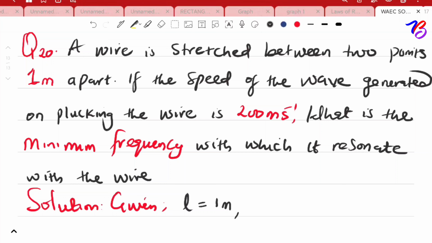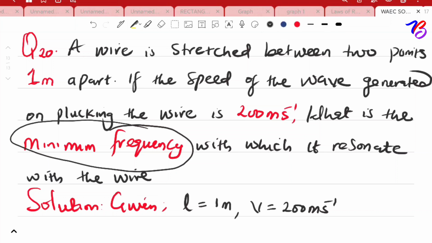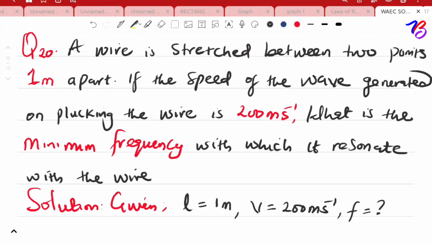Then the second triune component here, for you to solve this problem properly, is the speed. The speed is given to be v is equal to 200 meters per second. Are we together? So the question is, what is the minimum frequency? That is, f is equal to unknown. Can you see the 3 triune components related? So we need a formula that can connect these 3 triune components perfectly.